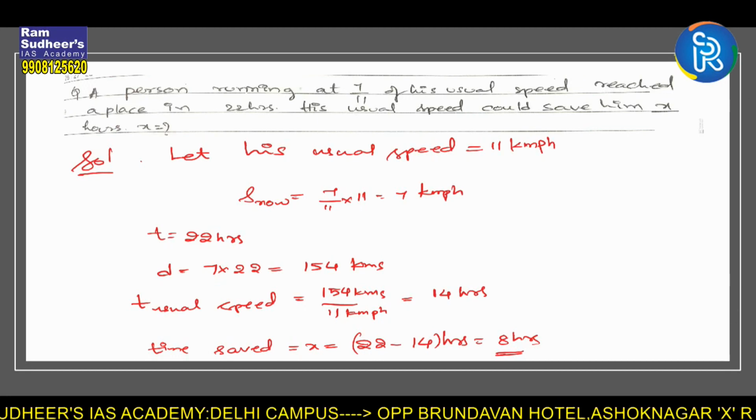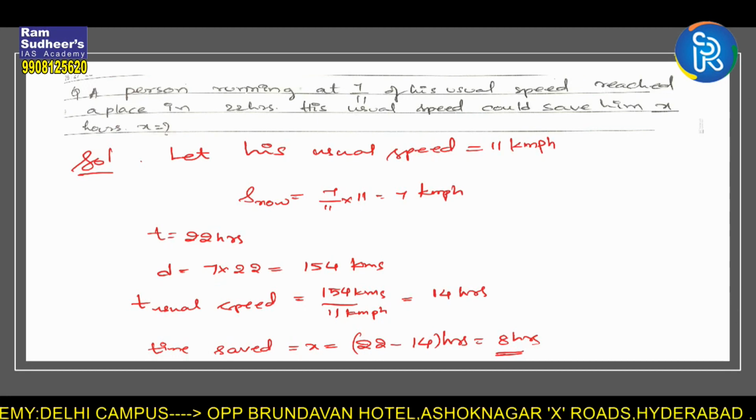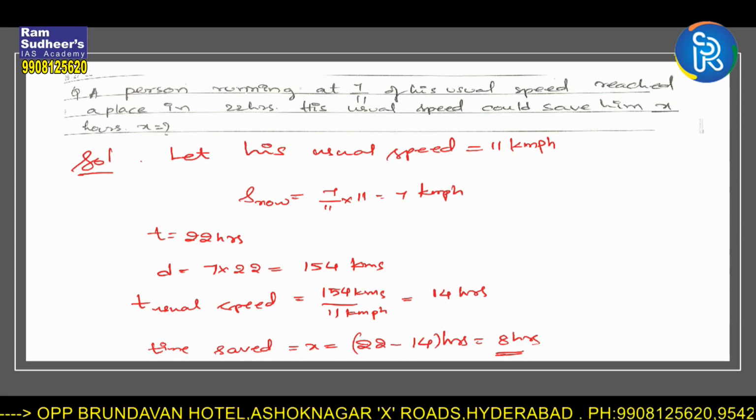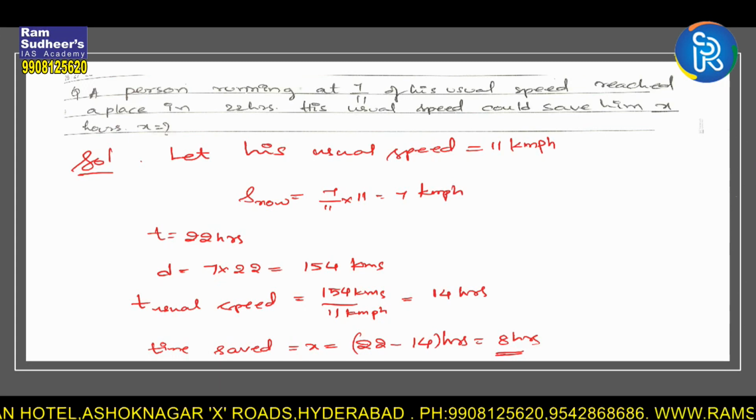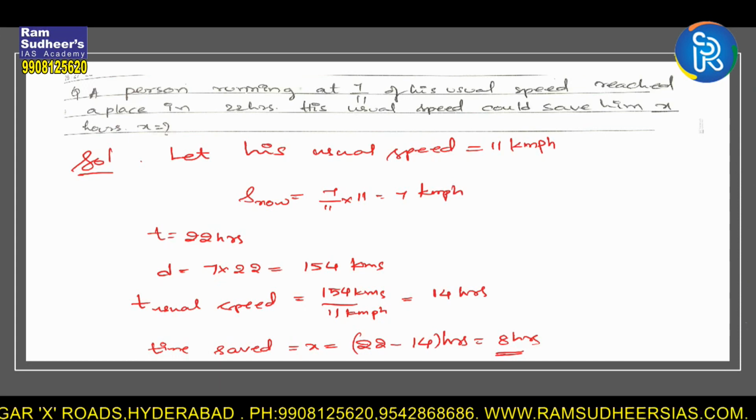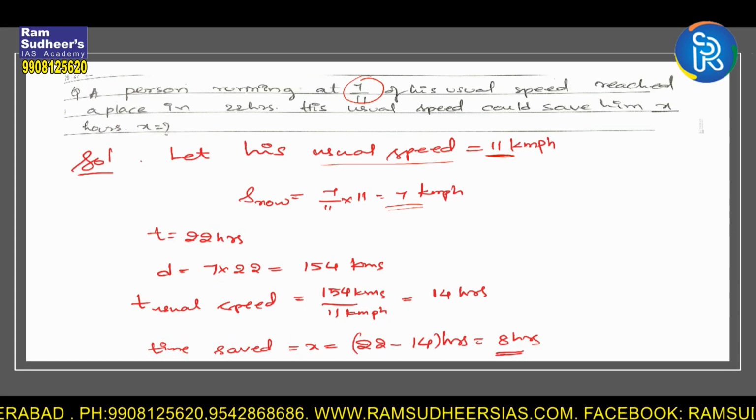A person running at 7 by 11 of his usual speed reaches a place in 22 hours. His usual speed could save him x hours. This is not a very difficult question, and this doesn't even require speed, time and distance. This was just a question to test your solving skills. I'll just assume the usual speed to be 11 km per hour, then 7 by 11 of his usual speed would be 7 km per hour.